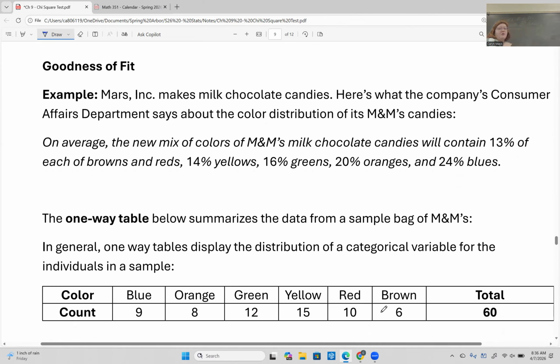The one-way table below summarizes. Somebody opens up a bag of M&Ms, dumps it out. There were 60 M&Ms in the bag, and they counted up and got 9 blue, 8 orange, 12 green, 15 yellow, 10 red, 6 brown. And they want to know, hey, does this match with what Mars is telling us the distribution should be? Does my one bag of 60 M&Ms give evidence to say, hey, this claim might not be accurate?